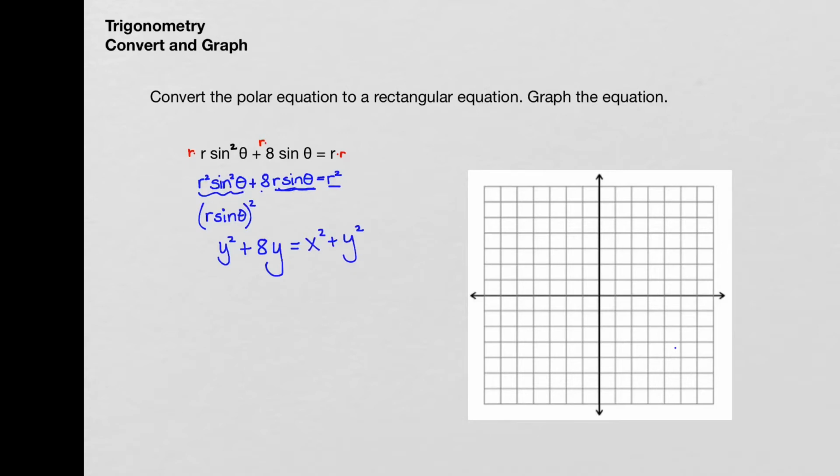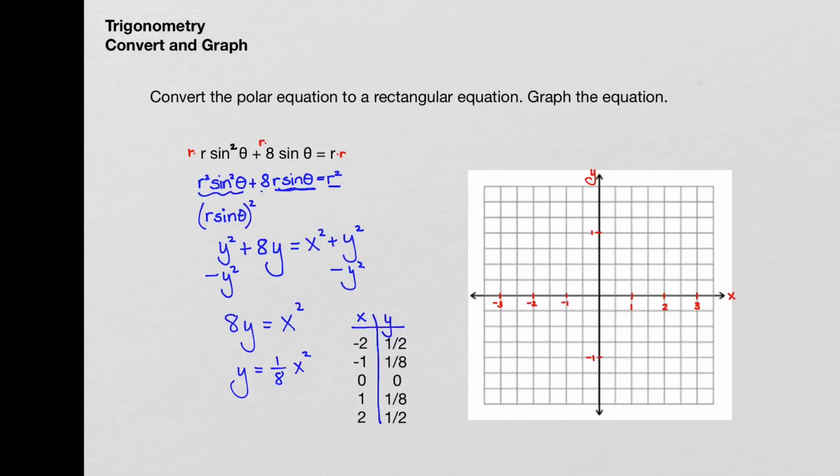Now I have a y squared on both sides, and I'm going to subtract that from both sides of the equation. So now I have 8y equals x squared, or y equals 1 over 8 times x squared. And this is the equation of a parabola, so we can graph that by getting a list of ordered pairs.